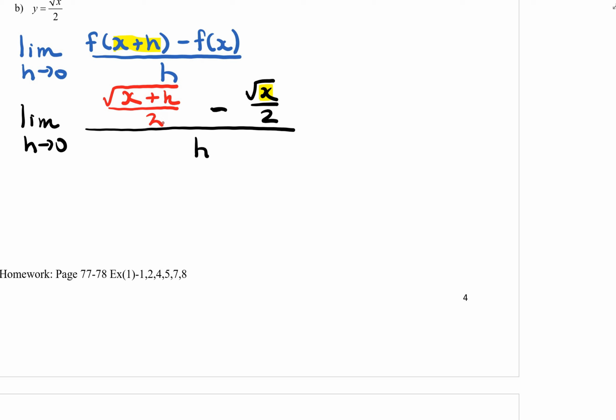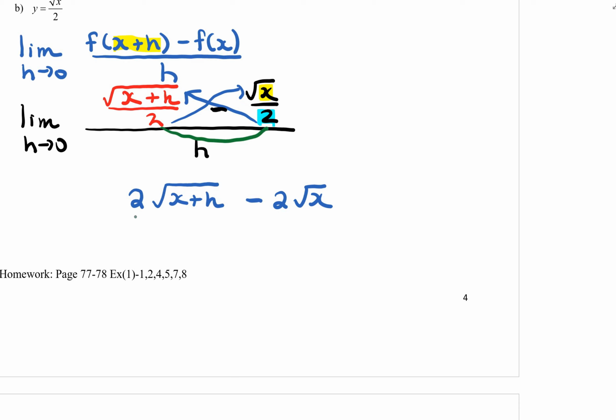Okay, I will go ahead and use the crisscross smiley face method first. So let me just use a different color here. This 2 will now multiply with the numerator there. So that'll be 2 times the square root of x plus h, minus, and then this 2 will multiply with that. So that's going to be 2 times root x. And then finally, this red 2 and that 2 will multiply together, and that gives you 2 times 2, which is going to be 4, all divided by h.